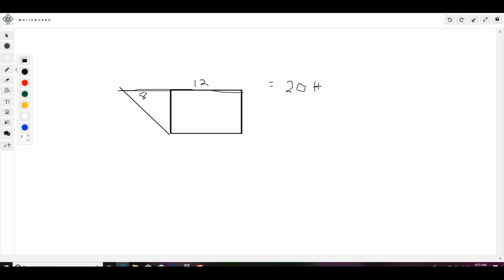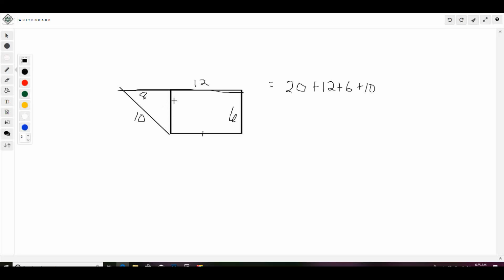Okay, plus, all right, so this is 12 plus this is 6 plus this is 10, and I do believe that's it.